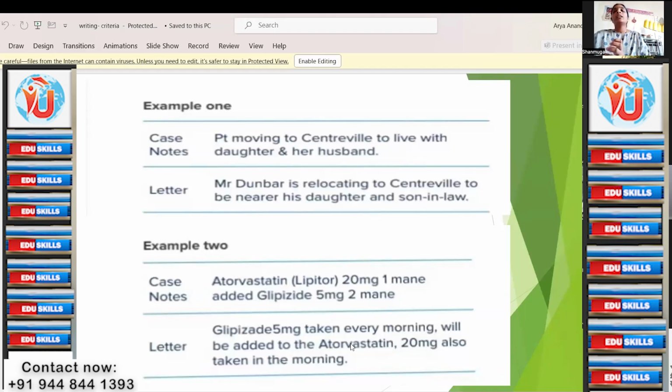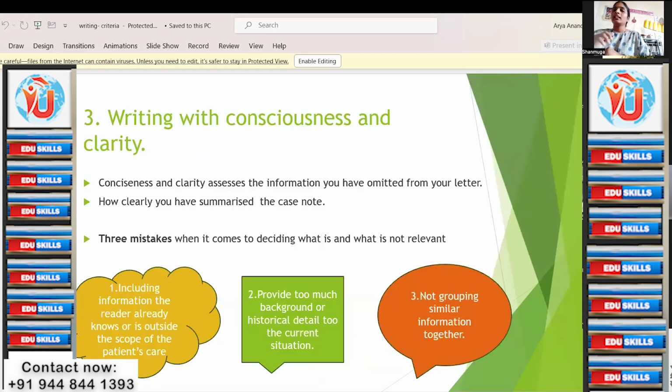So be careful whenever you are transferring the case note, or paraphrasing your case note into full sentences. Just look into your case note and maintain correct grammar to write your full sentences. And moving on to the third criterion, that is conciseness and clarity. When it comes to conciseness and clarity, it is called cohesion.